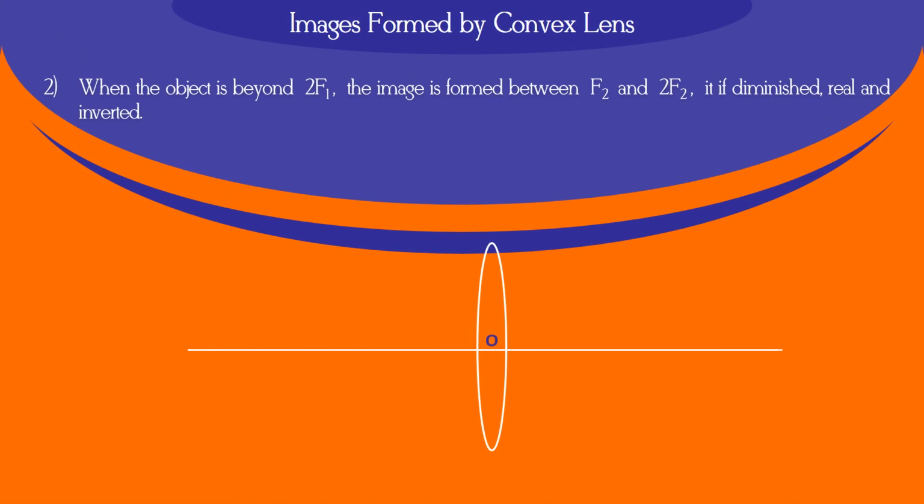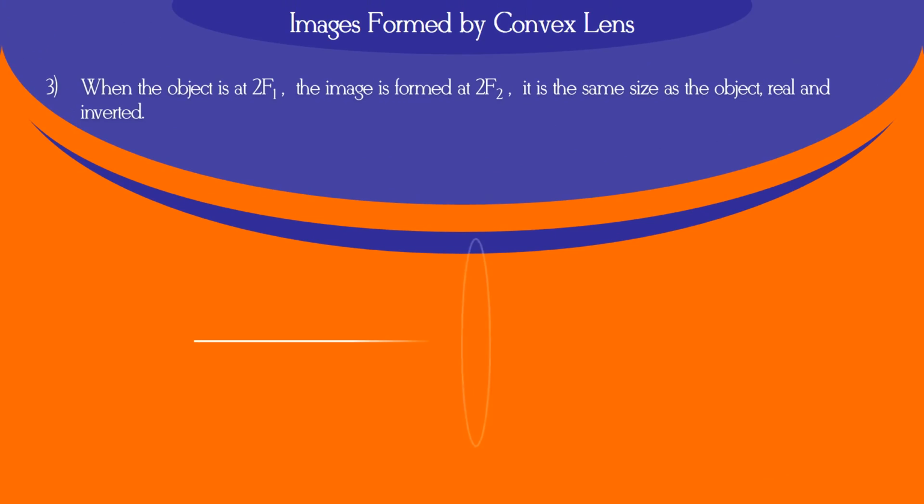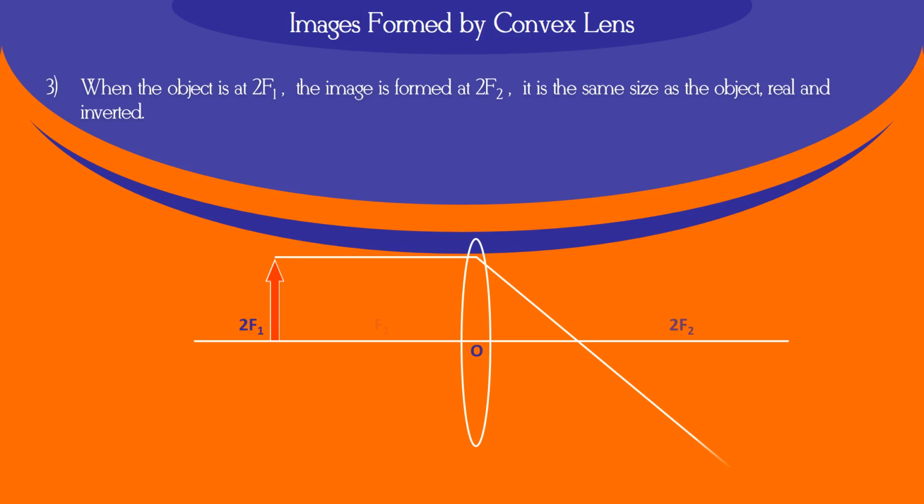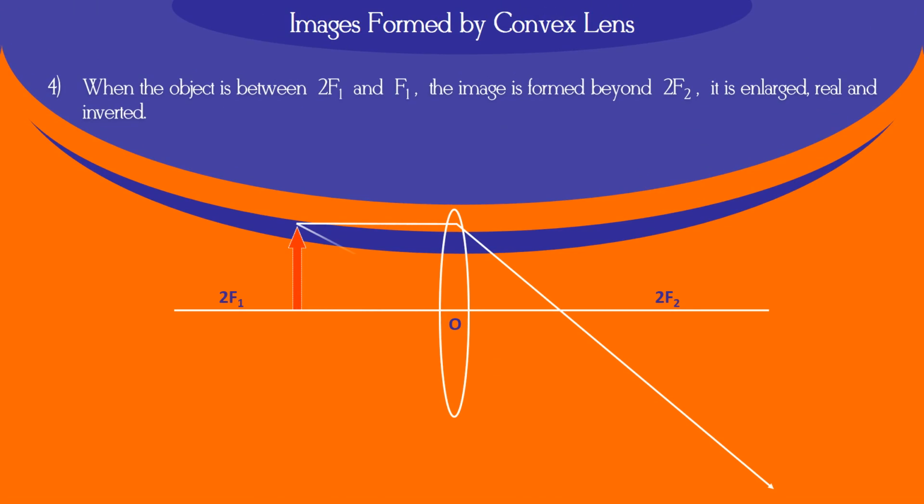Second one, when the object is beyond 2f1, the image is formed between f2 and 2f2 and it is diminished, real, and inverted. Third one, when the object is at 2f1, the image is formed at 2f2. It is the same size as the object, real and inverted. Fourth, when the object is between 2f1 and f1, the image is formed beyond 2f2 and it is enlarged, real, and inverted.